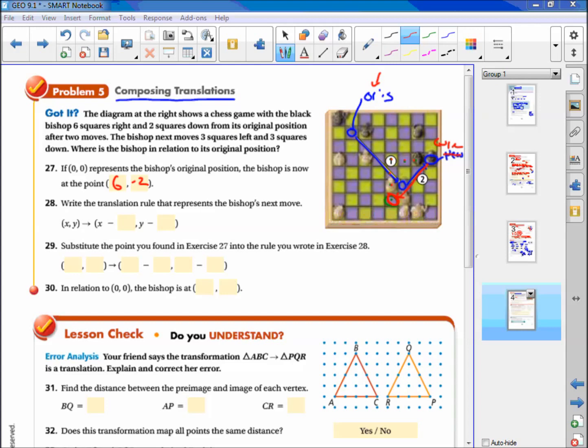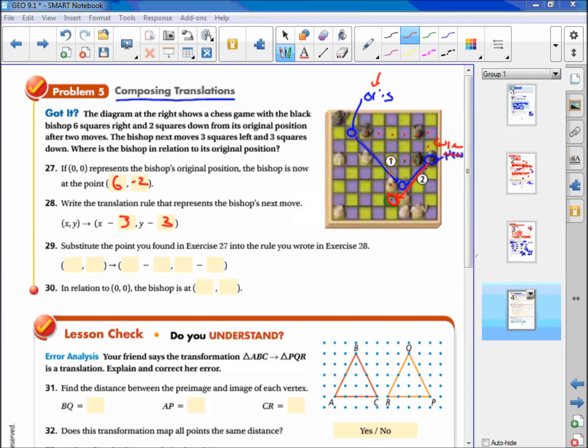So that's 6 to the right, 1, 2, 3, 4, 5, 6, and 2 down. Okay. So write a rule, a translation rule that represents the bishop's next move. So the next move was the one where we went 3 to the left and 3 down. So that's going to be 3 to the left, x minus 3, and 3 down is y minus 3.